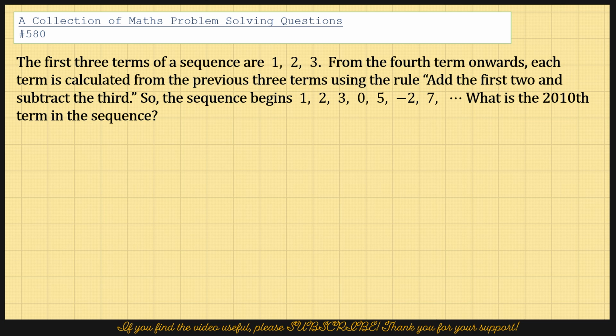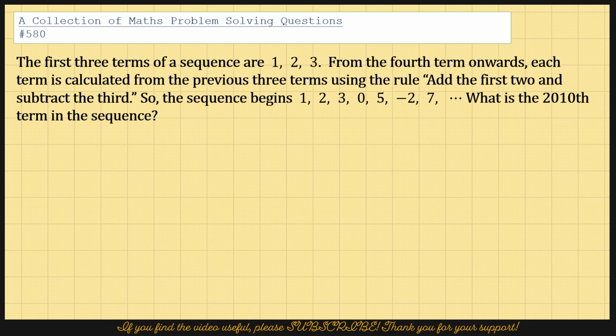The first three terms of the sequence are 1, 2, 3. From the fourth term onwards, each term is calculated from the previous three terms using the rule: add the first two and subtract the third. So the sequence begins 1, 2, 3, 0, 5, minus 2, 7, and so on. We have to find the 2010th term in this sequence.